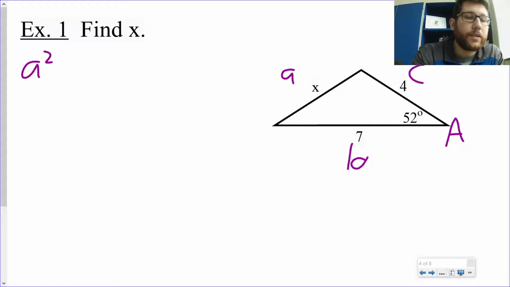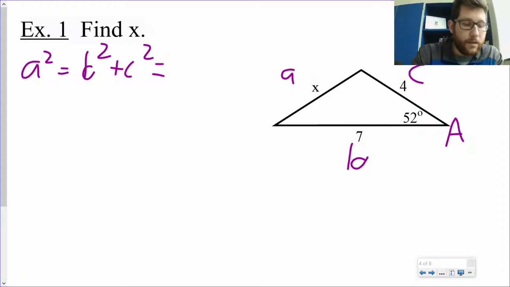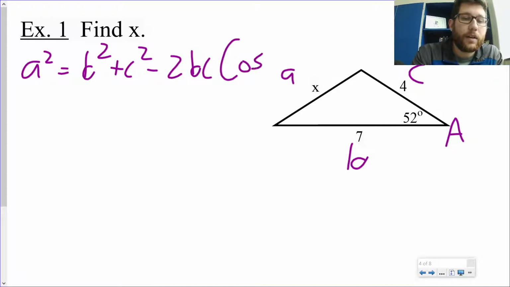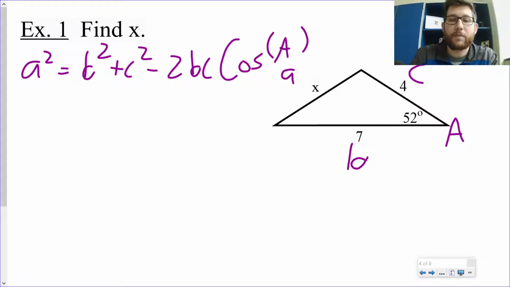So I know side A squared is equal to B squared plus C squared minus 2bc times cosine of A. Okay, so that's the formula I'm going to use here. So let's go ahead and plug some numbers in here.